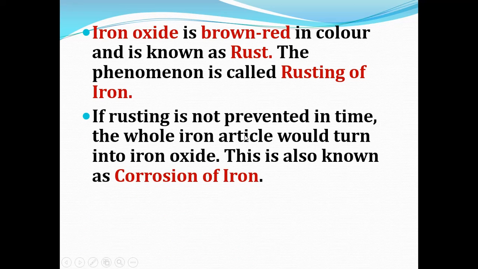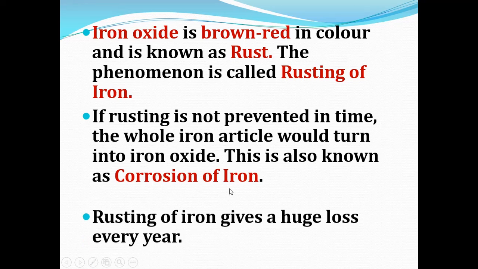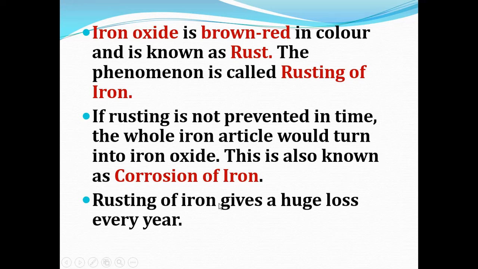If rusting is not prevented, the whole iron particles will turn into iron oxide. This is known as corrosion of iron. So rusting of iron causes a huge loss every year. When iron continually gets converted into iron oxide, it leads to rusting of iron, which causes great damage every year due to the corrosion of iron.